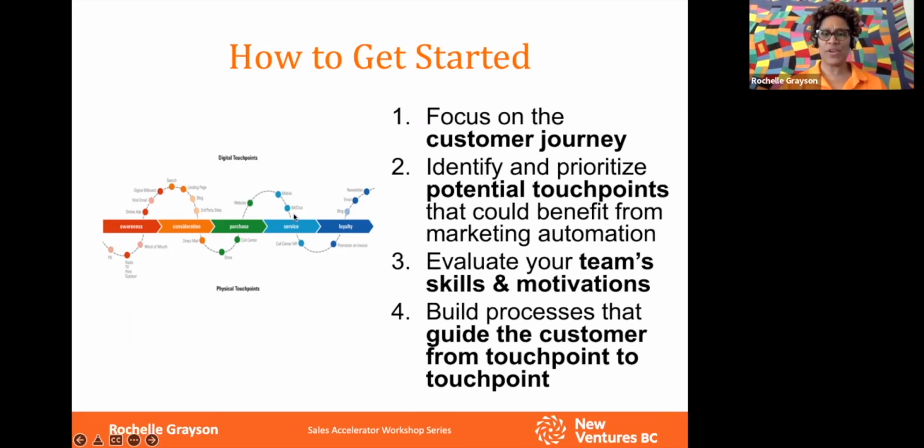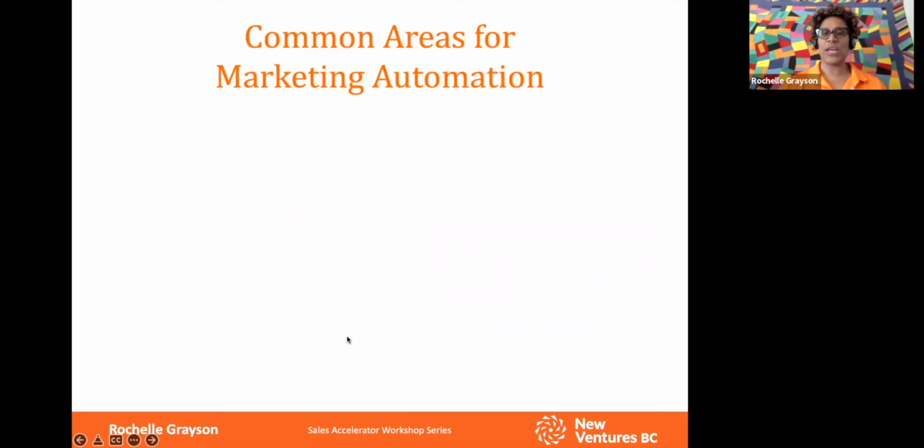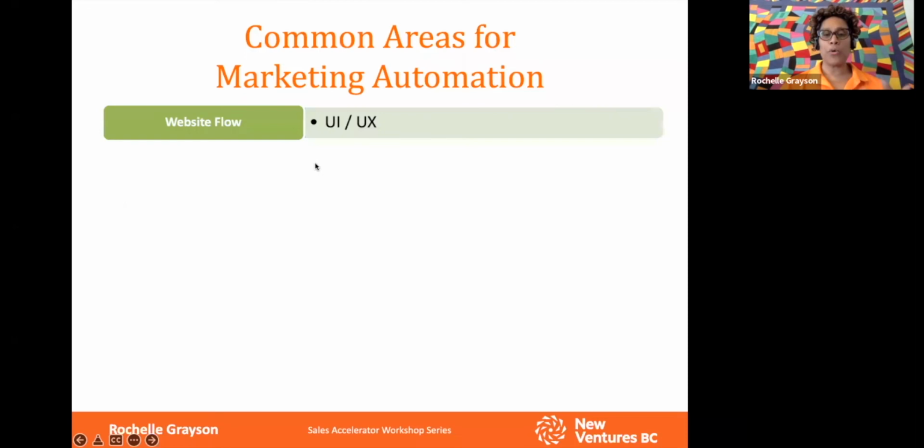So those are very general tips on how to get started. Some people are like, okay, Rochelle, that's great, customer journey. Specifically, where might you think about marketing automation? Well, you saw those categories: content and experience, social, different areas. But here are some of the ones where most people think about it.